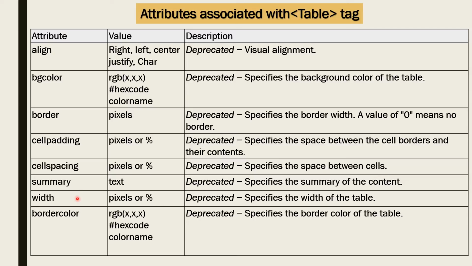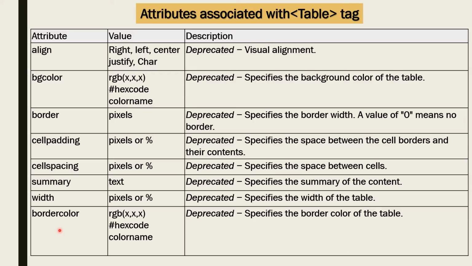Summary: what is summary? It's a simple text string that gives a brief description of the table, or you can say it provides a summary of the content. Width is also defined in pixels or percentage, and it specifies the width of the table.